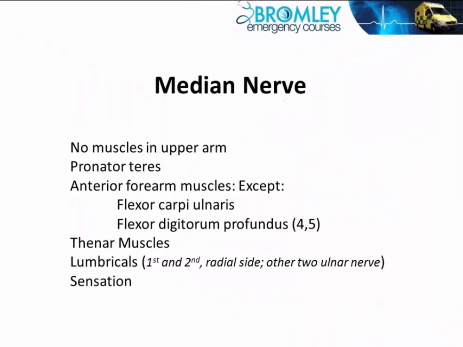Okay, so we've looked at the brachial plexus as far as its terminal branches, and now let's look at each of those in turn and what each of those does. So first of all, the median nerve, and we'll look at the course of the median nerve in a moment. I've tried to make things fairly straightforward in this, to keep things simple. The median nerve doesn't innervate any muscles in the upper arm at all.